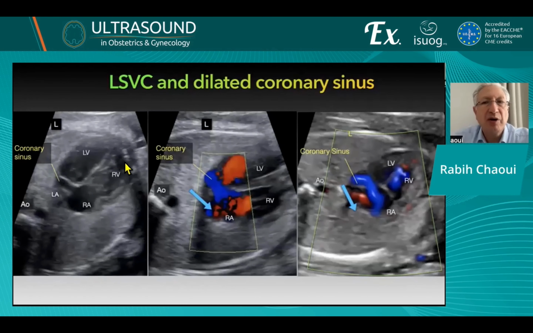Now, by using color Doppler, because the vein is draining into the right atrium, you see the blood flow from the left to the right side into the right atrium, as you see here in blue. And this allows you to differentiate it from the presence of a septum primum defect, where the flow is from the right side to the left side of the heart. In other words, it would be seen in red.